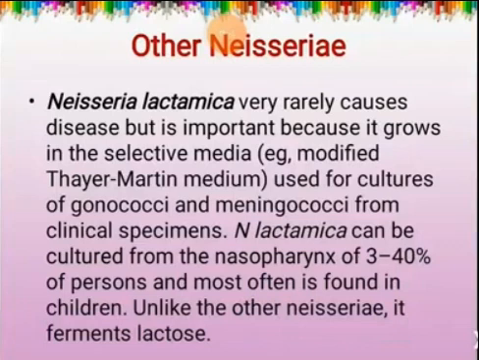The other Neisseria species are commensals and present normally as normal flora in the upper respiratory tract. An example is Neisseria lactamica, which very rarely causes disease, but is important because it grows on selective media. When it grows on selective media, we may mistake Neisseria lactamica for the pathogenic species, because it grows on selective media like modified Thayer-Martin medium, used for cultivation of gonococci and meningococci. It can be cultured from the nasopharynx in 3 to 40% of persons, and is most often found in children.